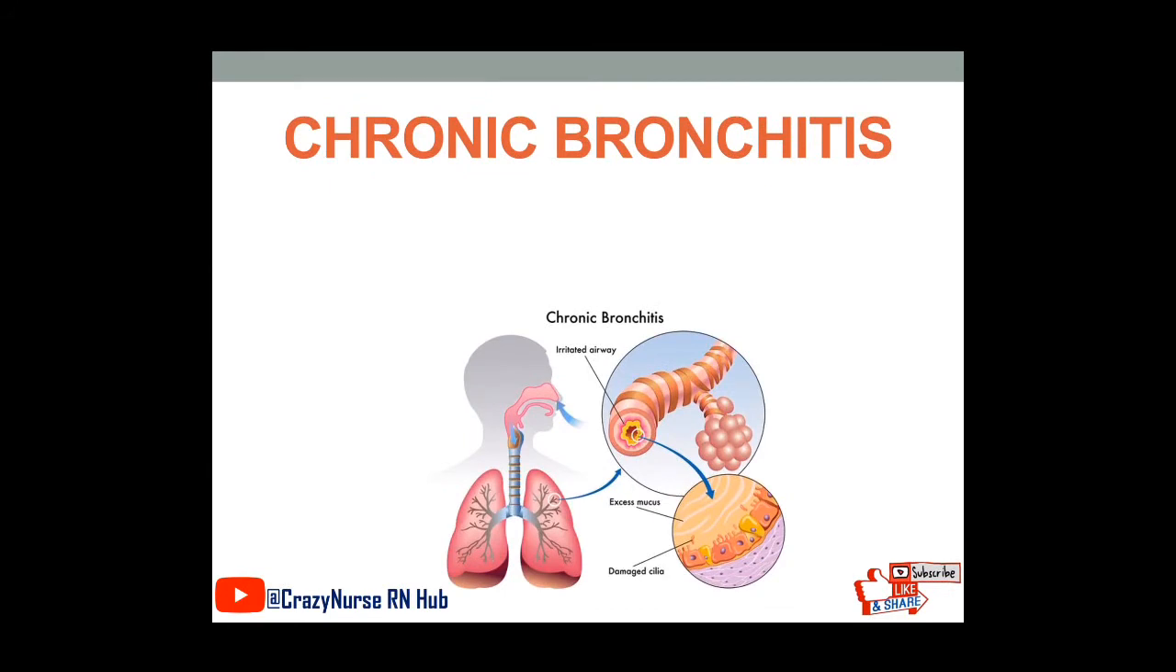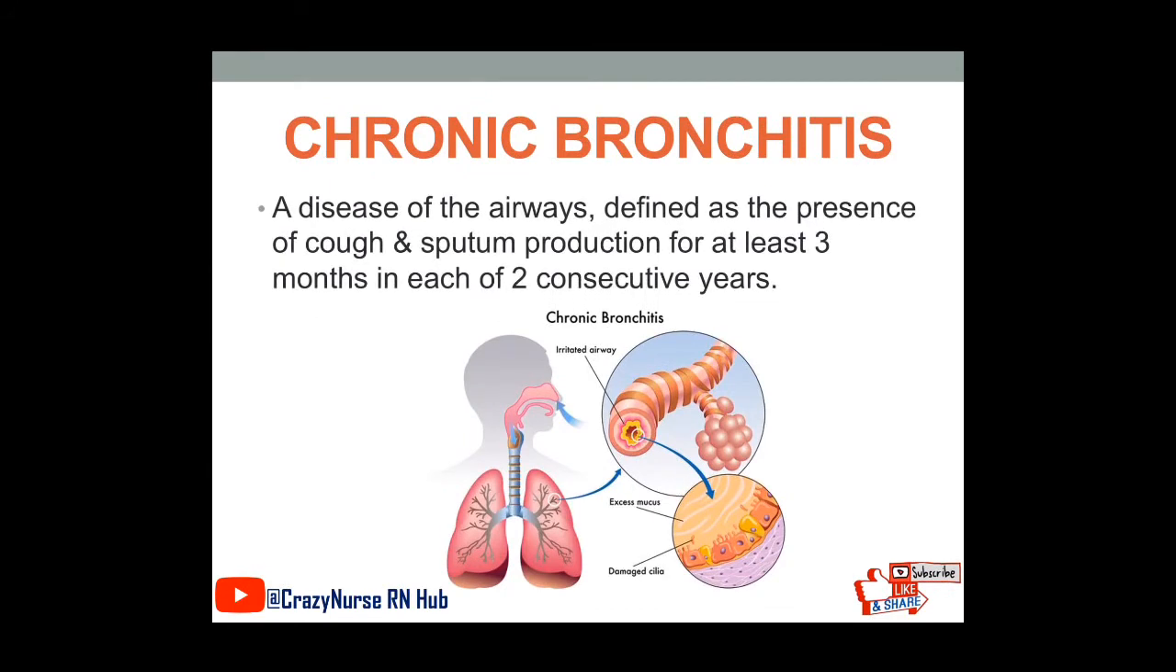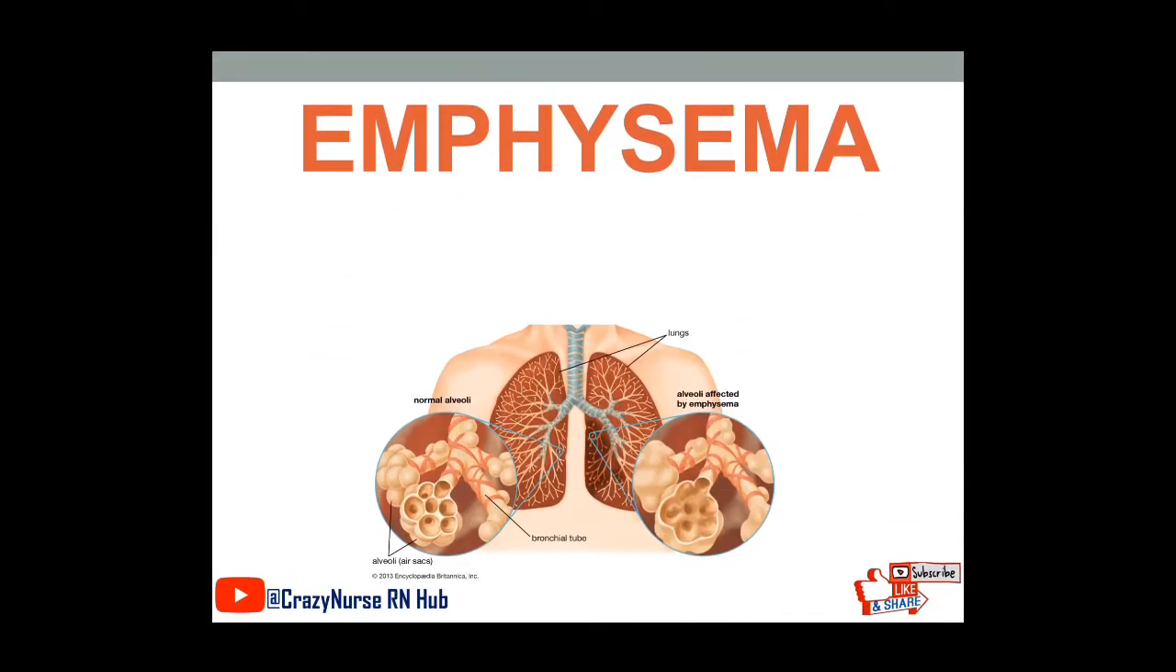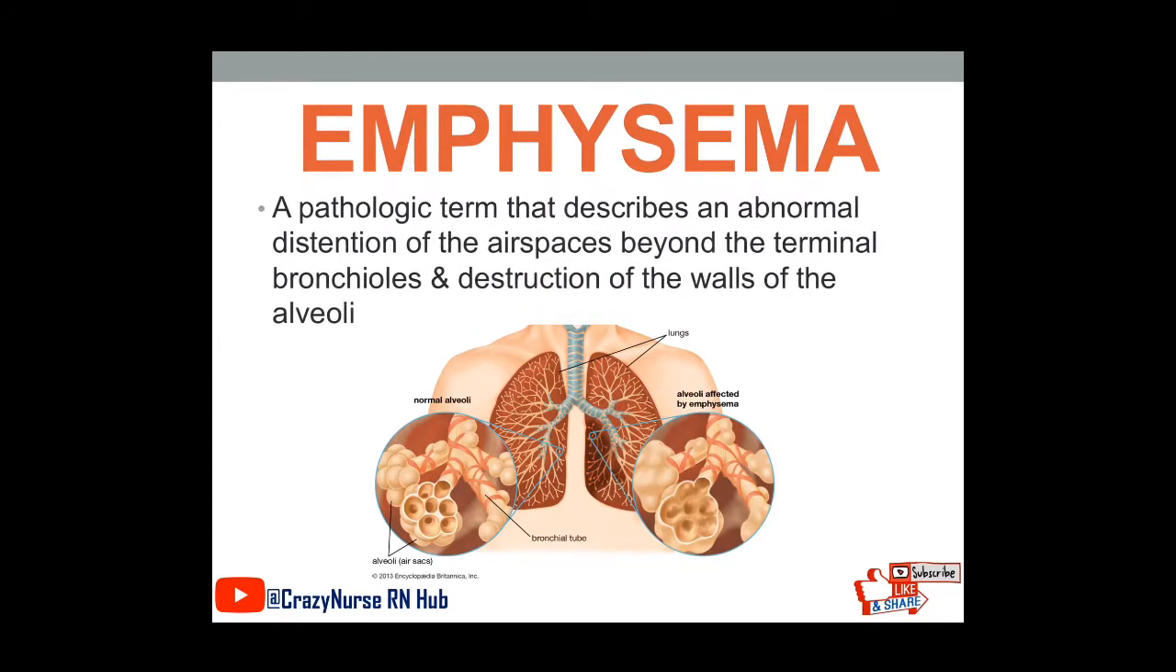Chronic bronchitis is a disease of the airways defined as the presence of cough and sputum production for at least 3 months in each of 2 consecutive years. However, emphysema is a pathologic term that describes an abnormal distension of the air spaces beyond the terminal bronchioles and destruction of the walls of the alveoli.